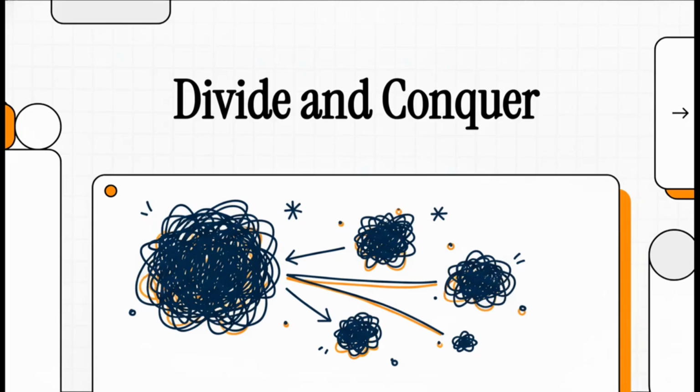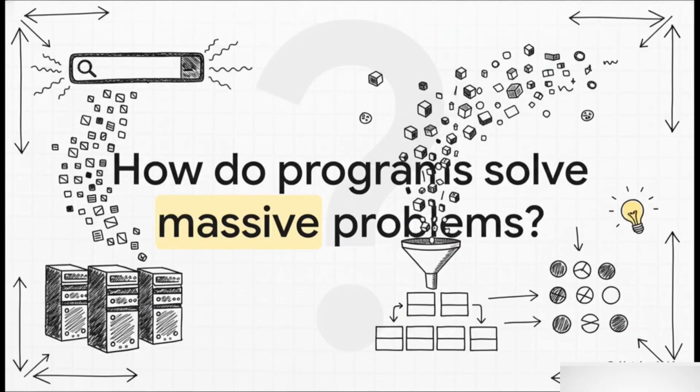You know that feeling when you're staring at a problem that's so huge, so complicated, you don't even know where to start? Well, it turns out computer science has this surprisingly simple and, well, elegant secret for dealing with exactly that. Today, we're going to unpack a super powerful strategy called divide and conquer. So let's just jump right in.